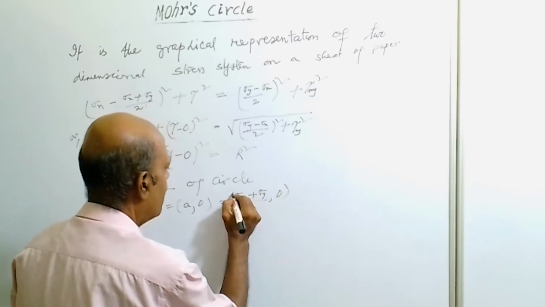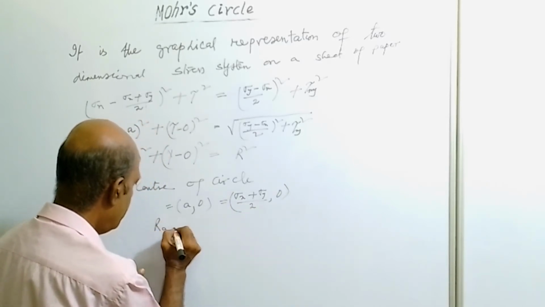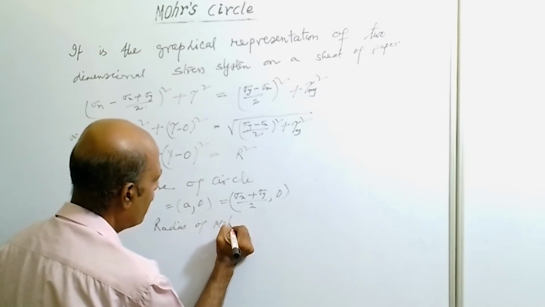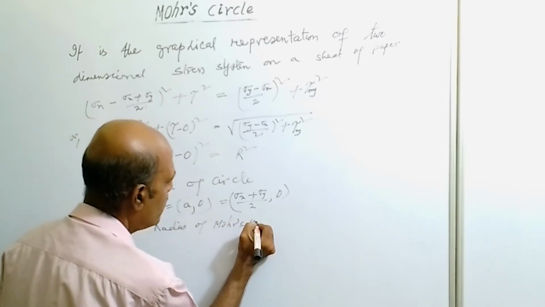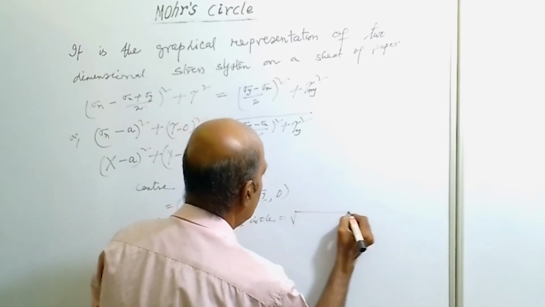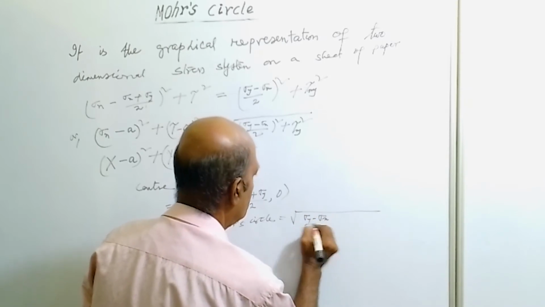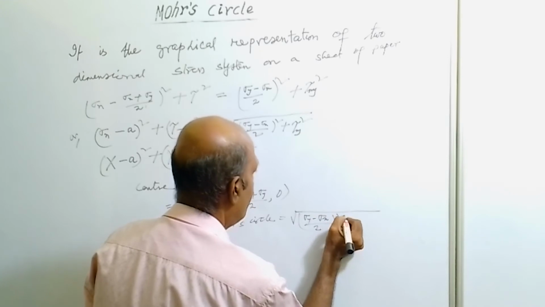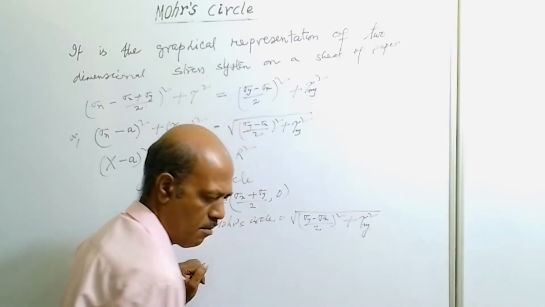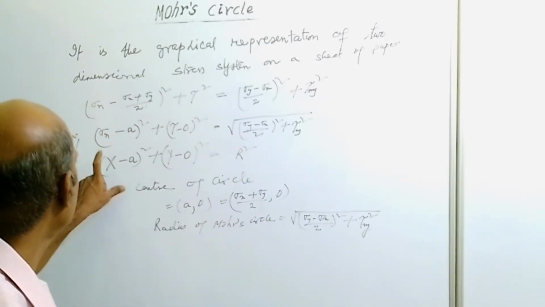This is the center of Mohr circle, and the radius of Mohr circle is given by the square root of ((sigma y minus sigma x) by 2) whole square plus tau xy whole square. So this is the equation of a circle.